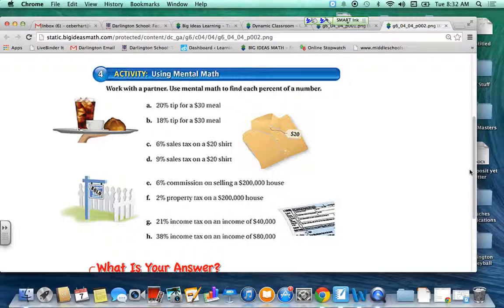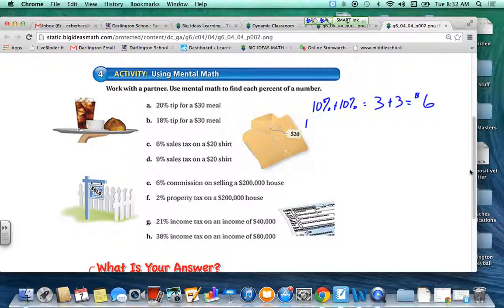Well, how do you calculate a 20% tip for a $30 meal? Well, for me, 20% is 10% plus 10%. In this case, 10% is what? 3. And the other 10% is another 3. So in this case, our 20% would be $6.